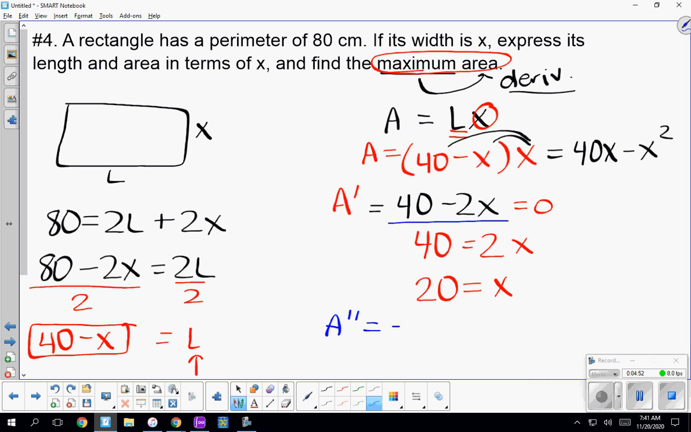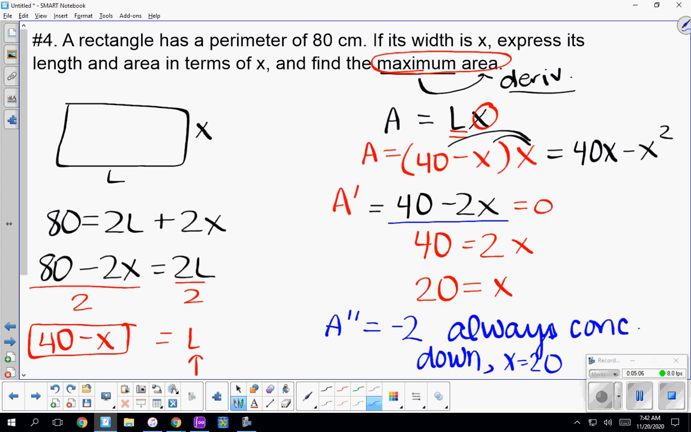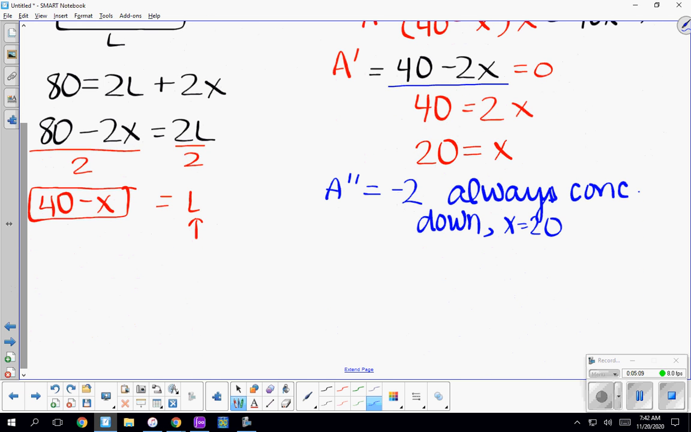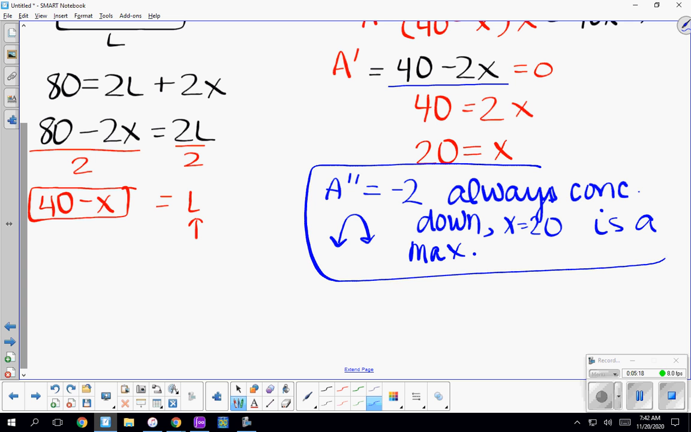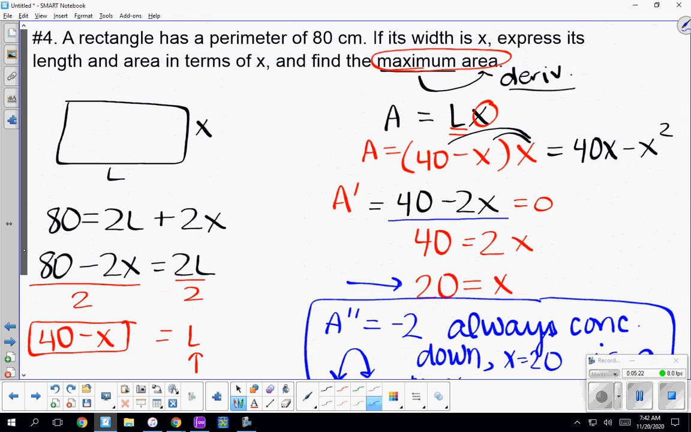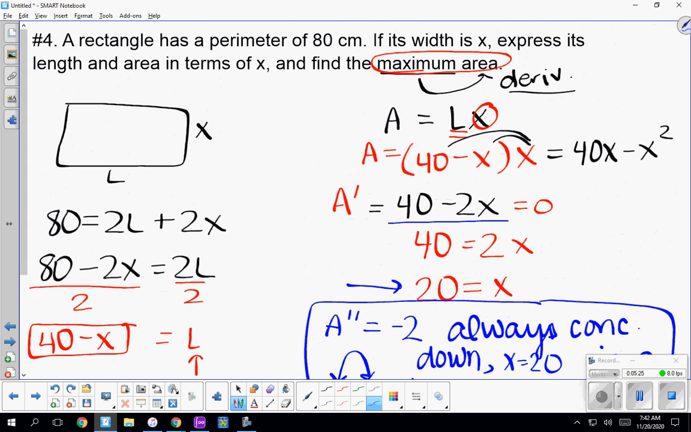The second derivative here is just -2, which is always negative, meaning this is always concave down. So any critical numbers I get have to be a maximum. So remember, concave down looks like this. So x equals 20 is a maximum. Okay, and this right here is just us proving that our critical number is really a maximum. So now we just need to make sure that we answer the question.